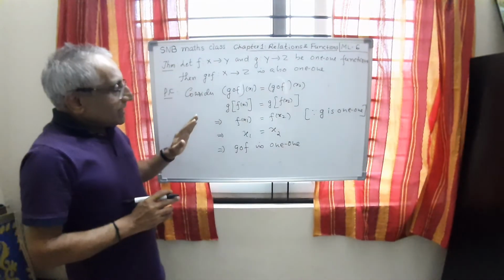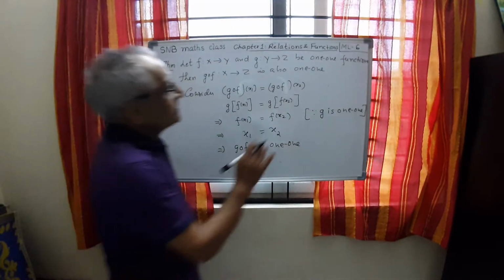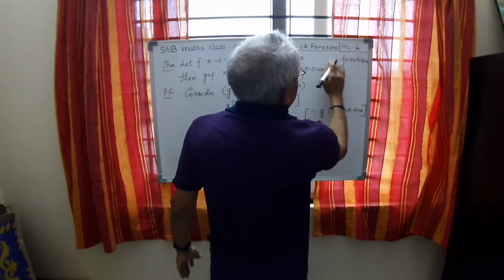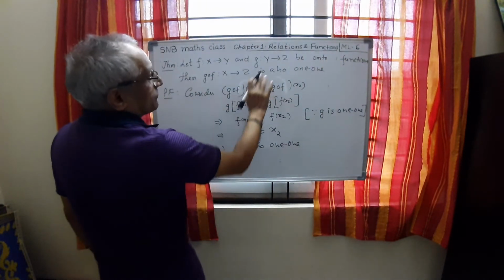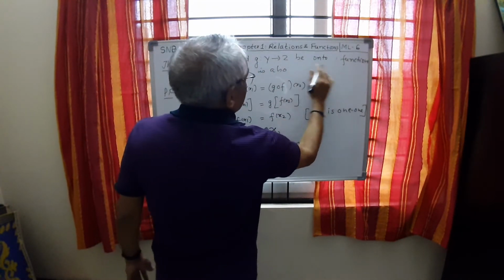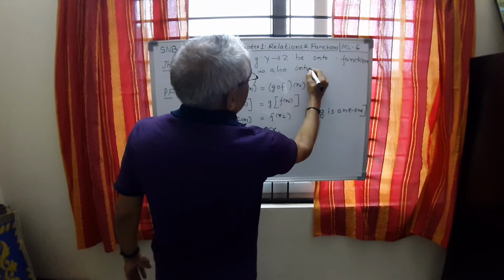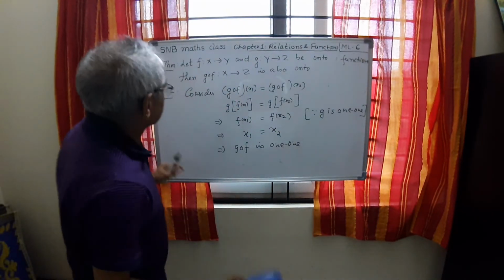Now I will replace the same thing. I will not write it once again. Here both are onto, then here also it is onto, but the proof is different. So let us consider the proof again for the second theorem.